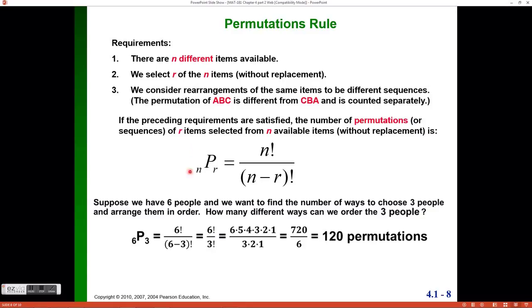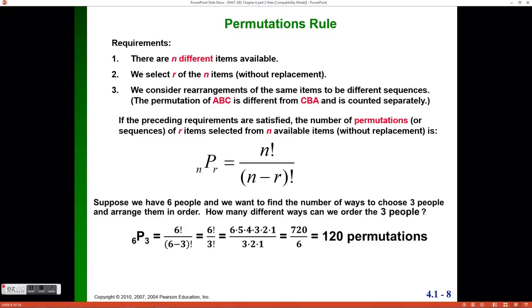We don't need to use this formula as we have a calculator that can compute these permutations for us. But let's take a look at it in action with an example. Suppose we have 6 people and we want to find the number of ways to choose 3 of those 6 people and arrange them in order. How many different ways could I order the 3 people? The permutation formula takes into account how many different groups of 3 people I could choose out of the 6, and it also counts the different ways I could order those 3 people.